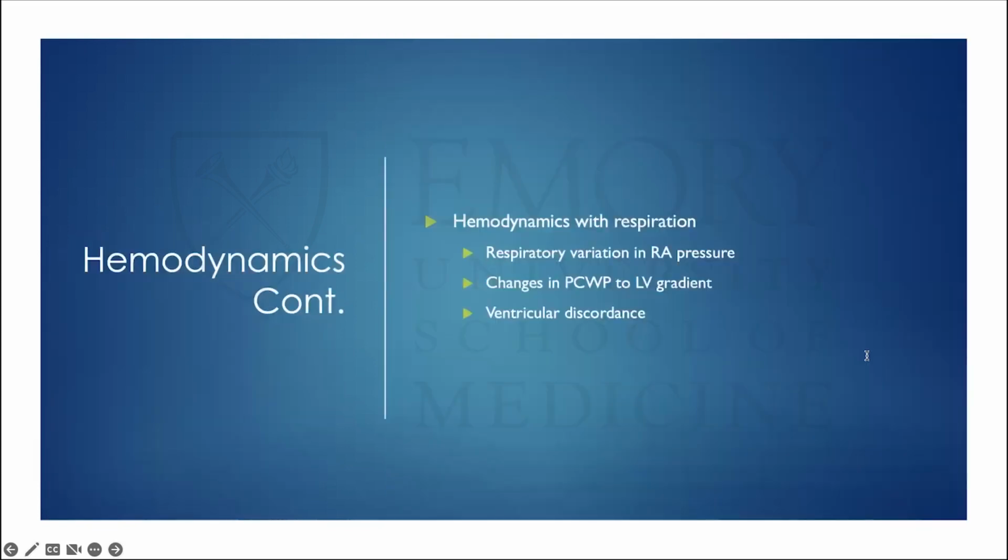Now, with respiration, some of the big changes you might see if you're doing invasive hemodynamics is you can see changes in that right atrial pressure. When you have failure to drop that right atrial pressure with inspiration, that's essentially Kussmaul's sign, right? You're not having that decline in that right atrial pressure. And then another thing to look at is the left atrial pressure to left ventricular pressure, or that gradient essentially, that would also vary with respiration. And I'll show that as well.